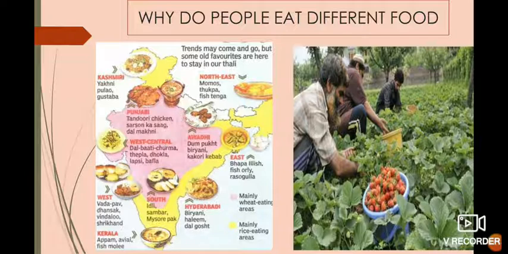Why is that? India is one country, but still people in Andhra Pradesh don't eat the same food as people in Tamil Nadu, and people in Punjab or Jammu and Kashmir eat different kinds of food. Why is that? The reason is very simple. People can eat what is grown in their state, isn't it?